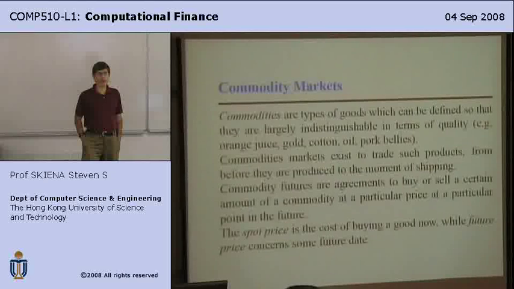We will sometimes use the word spot price to denote the cost of buying a good now, where we'll also sometimes talk about the future price, which is the price we can guarantee if we want the thing in the future. Any questions about it? When you read news reports, do you ever hear the word spot price in the news? Is there any commodity that's in the news these days where they seem to talk every day about what the spot price of it is? Oil, right?